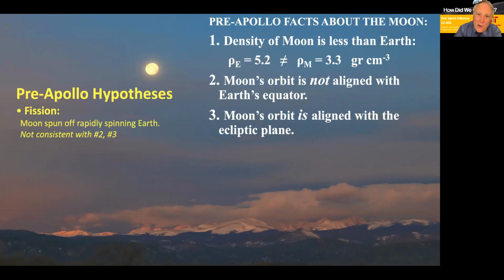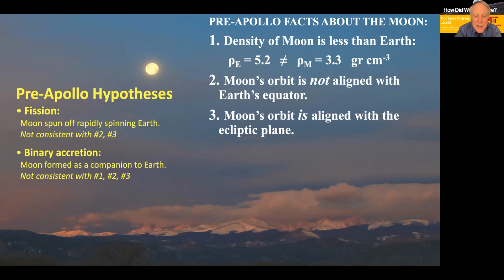So the pre-Apollo hypotheses for how you form the moon came in three forms. One was that the moon was spun off the Earth by fission, basically a rapidly rotating Earth spun off material that made the moon. But that doesn't account for why the moon doesn't orbit around the Earth's equator. The angular momentum would have aligned the moon's orbit to put it in an equatorial orbital plane, and it's not. So, great hypothesis, but it doesn't match the facts.